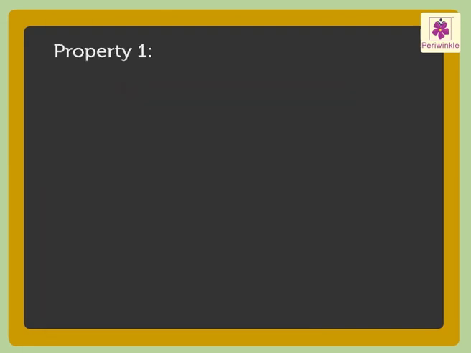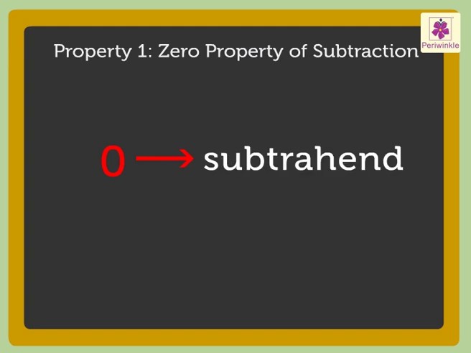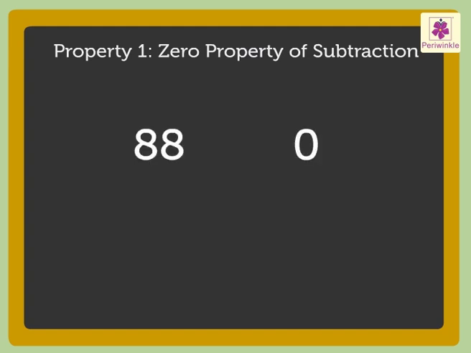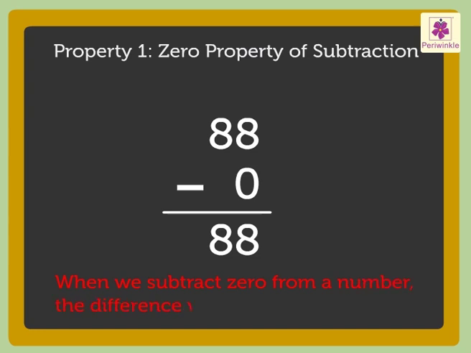Property 1. Zero property of subtraction. In this property, zero is always taken as the subtrahend. Let us take the numbers 88 and 0. When we subtract 0 from 88, we get the difference 88. This tells us that when we subtract 0 from a number, the difference will be the number itself.